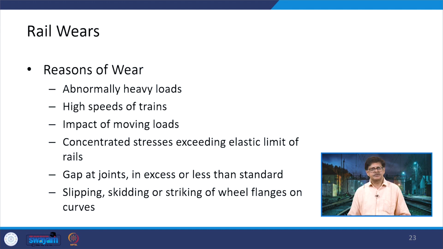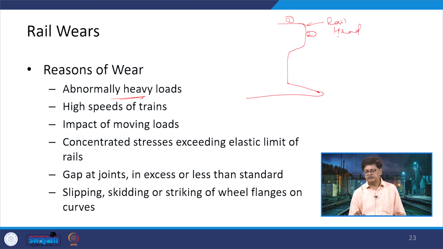Now, let us come to the various reasons of wear. The very first one, abnormally heavy loads. Now, when we are talking about all of these cases, the reasons which may be there, we need to consider the same thing which I have drawn in the previous slide, that is this section, wherein the wear can occur in the top surface, the wear can occur on the side of the rail head, or it can occur at the end of the rail head. So, if we are considering it in this form.